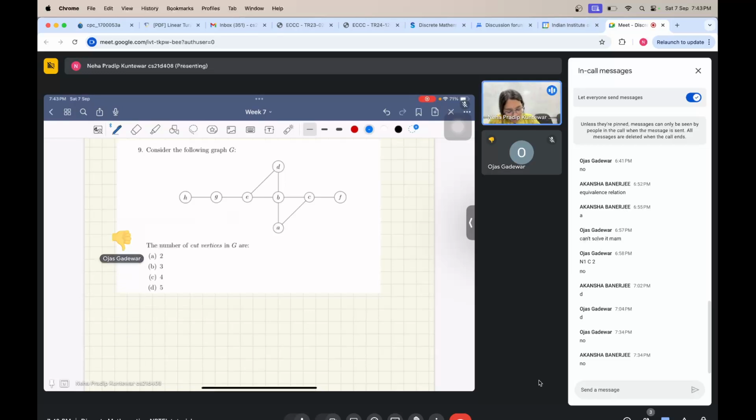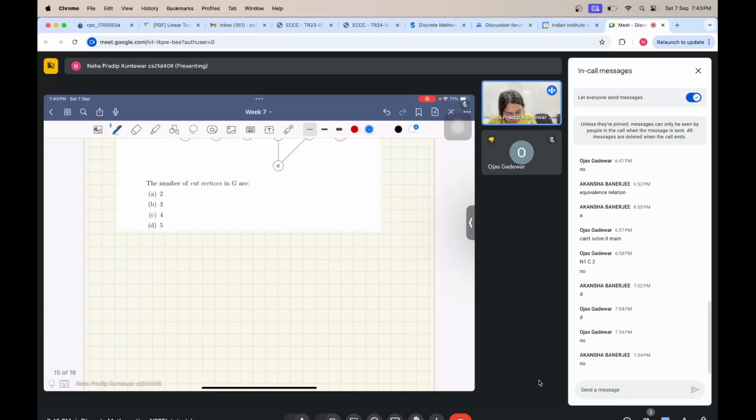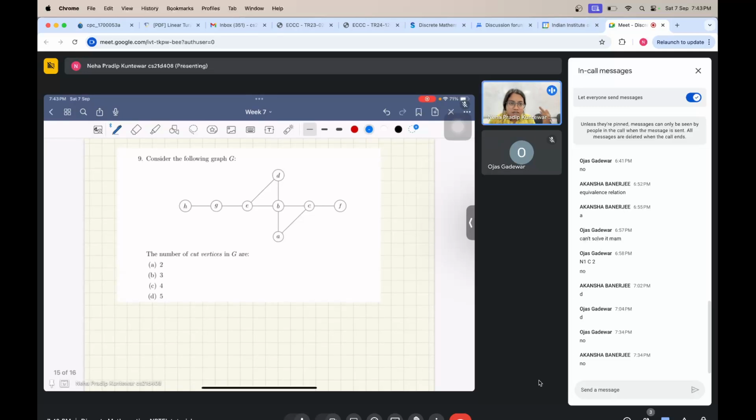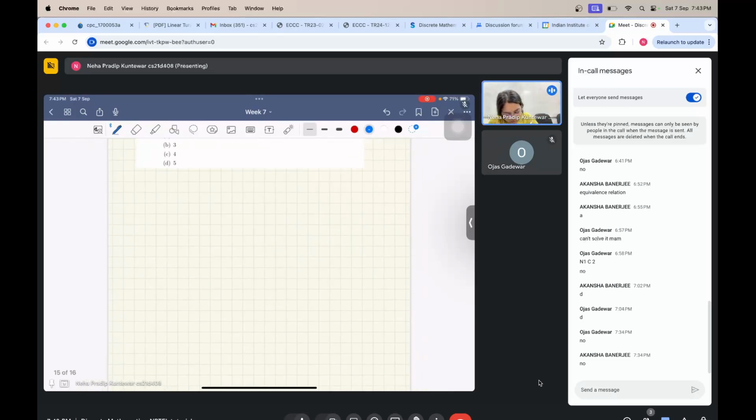Okay, so a cut vertex is something that... let me take an example of a cycle. Maybe something like this. So this is my example. What I'm saying is, let's say I'm deleting this vertex. Let me call this vertex 1. Let's say I'm deleting this vertex. What would the graph look like? You would have something like this, right?